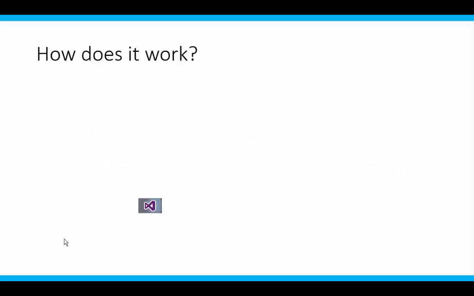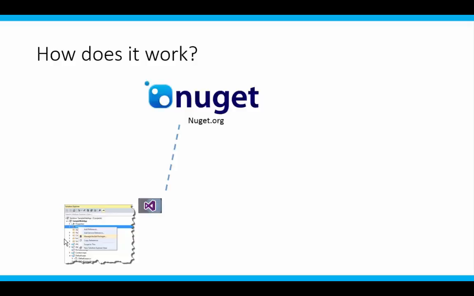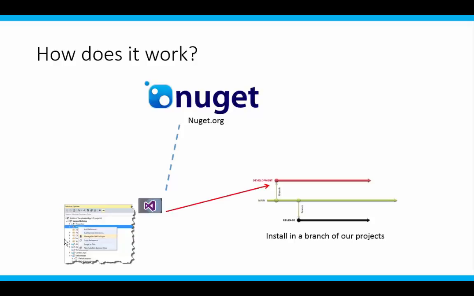So how does it actually work? Well, from Visual Studio, we right click on our project. It brings us our menu. We can see the manage NuGet packages from here. This will actually talk to nuget.org, which will give us a list of packages. We can then basically install our components into any branch that we want.